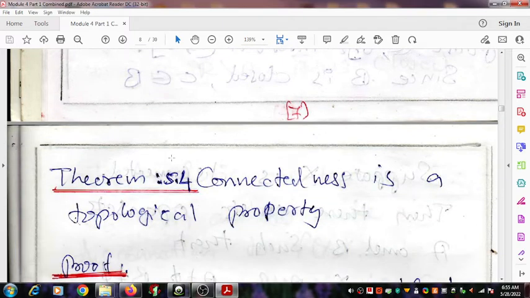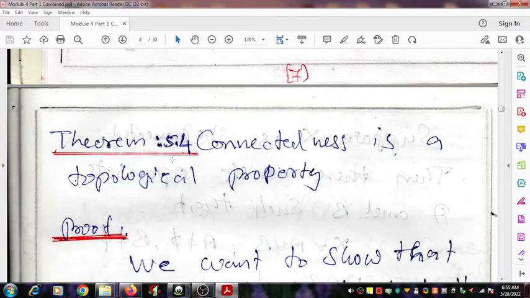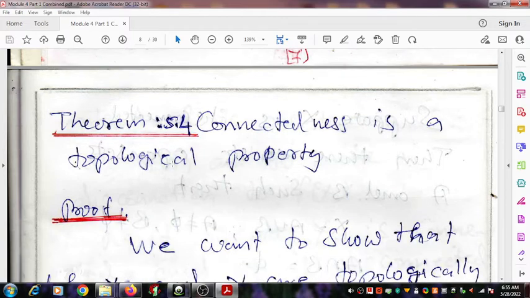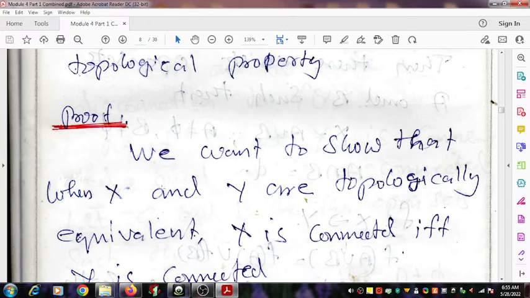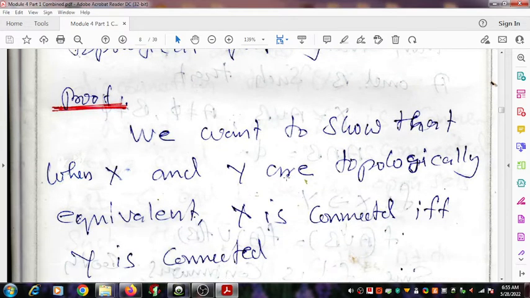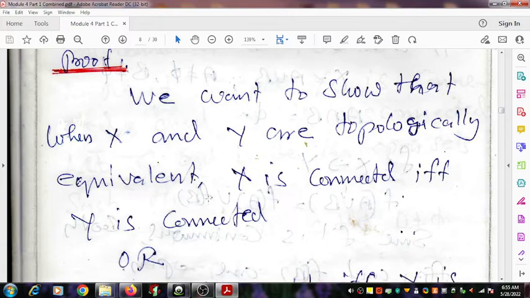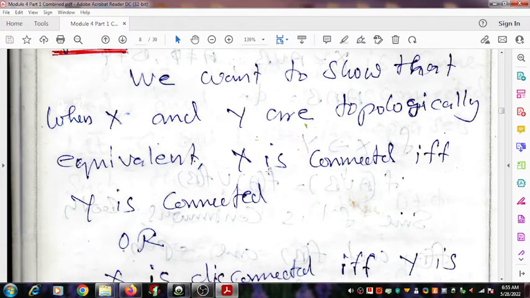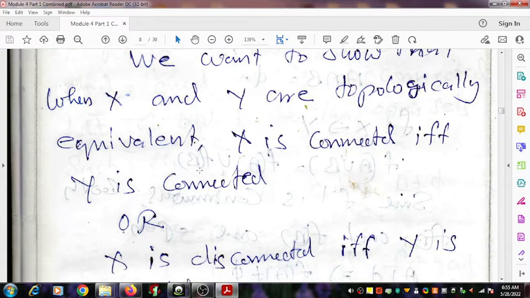Next we shall show that connectedness is a topological property. We have a theorem in which we want to show that connectedness is a topological property. For that, we want to show that when X and Y are topologically equivalent, that is, suppose we have two spaces X and Y, then X is connected if and only if Y is connected.